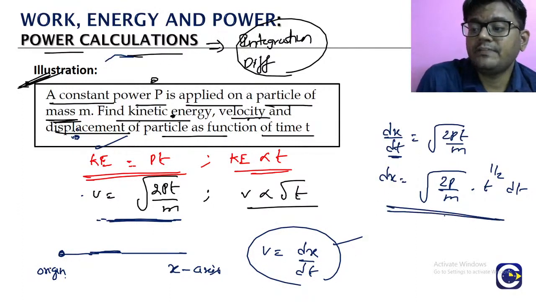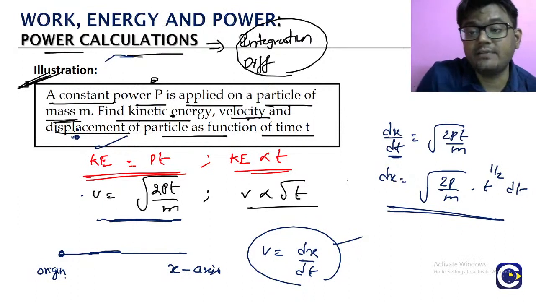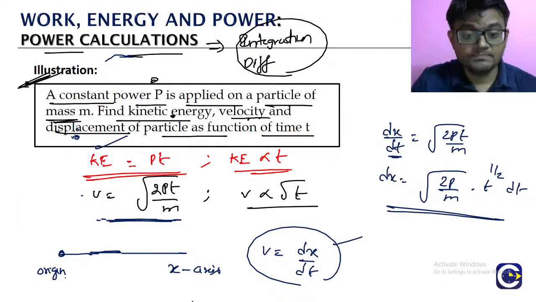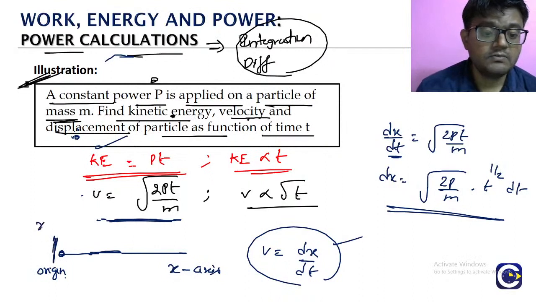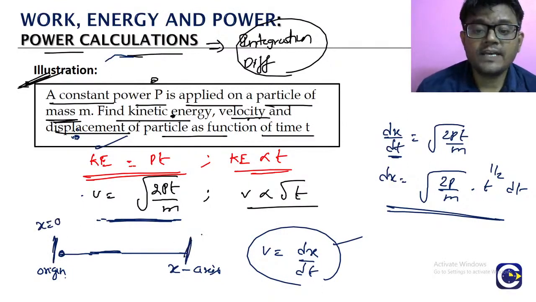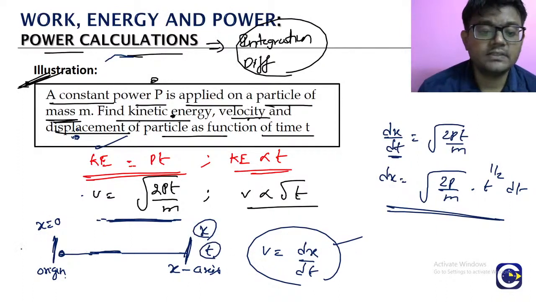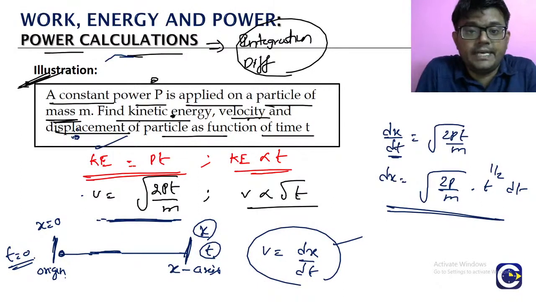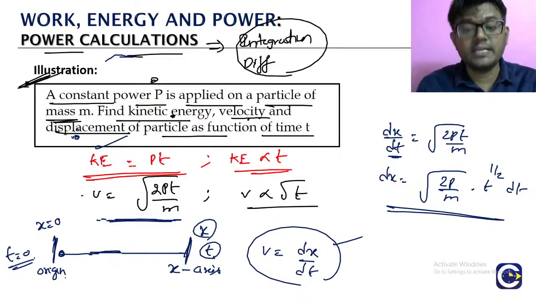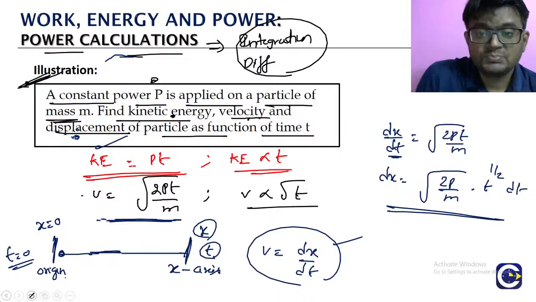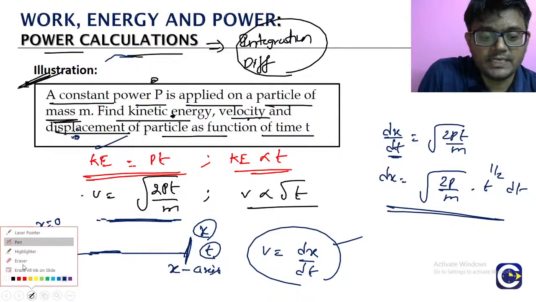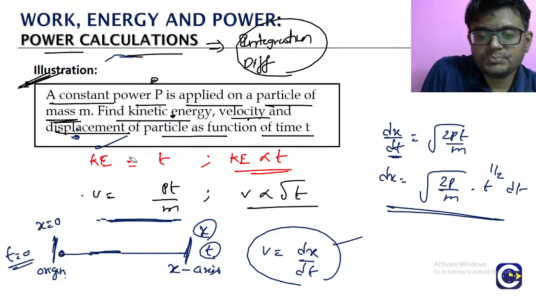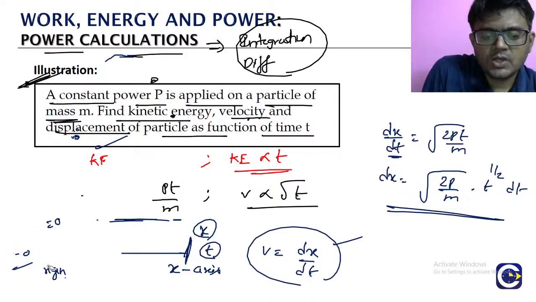Now if we integrate this, remember that we are starting from the origin, which means x is equal to 0. Finally, we reach a point x at time t. What will be the limits? Time will go from 0 up to a value t. The initial position is 0 and the final position is x, where x represents the position of the particle. Now we just have to conclude this integration. If you conclude the integration, we can get the answer.